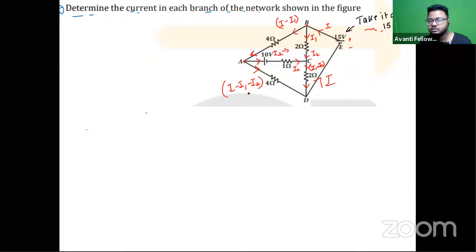Now you have only three variables. What are those variables? You have I, I1, and you have I2. You have only three variables. That means if you can easily write three equations, you can easily solve this problem, right? And all are interconnected.